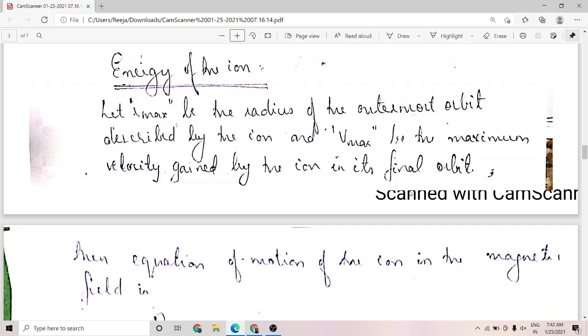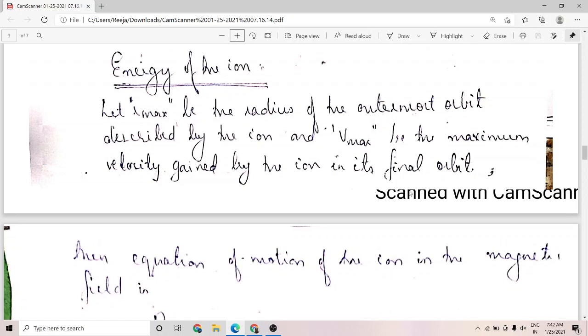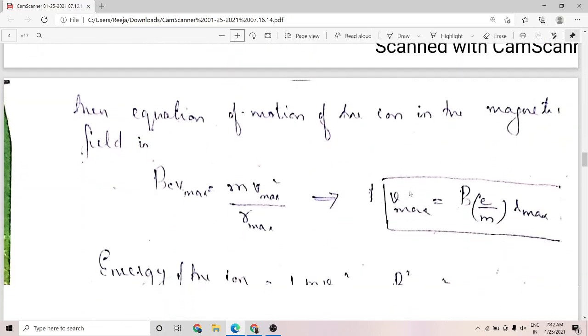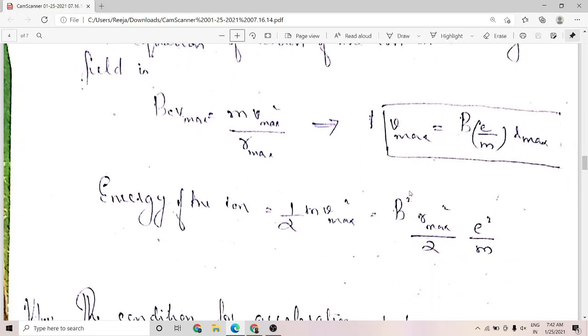Let R max be the radius of the outermost orbit described by the ion, and V max be the maximum velocity gained by the ion. Then we know B e V max is equal to m V max square by R max.